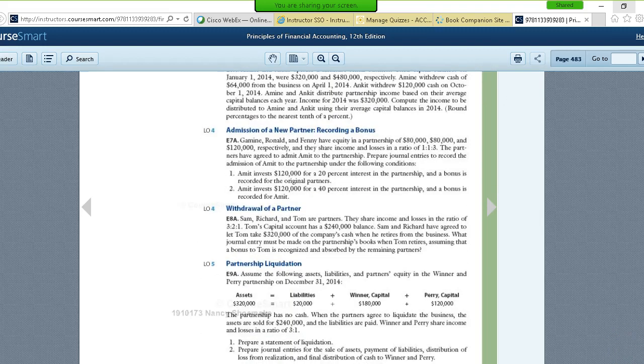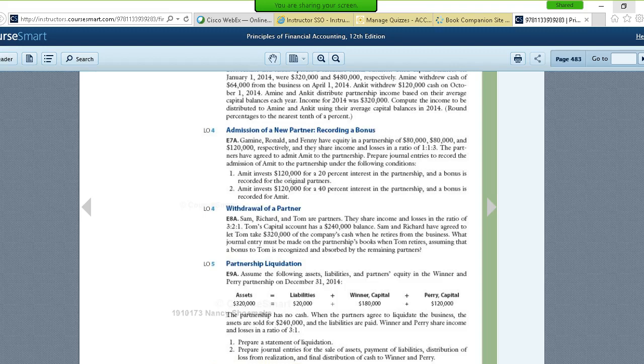Let's look at withdrawal of a partner. On E8A, it says Sam, Richard, and Tom are partners. They share income and losses in the ratio of 3-to-1. So basically, Sam has 50% of the business. Richard looks like he has a third of the business, and Tom has 1/6 of the business.